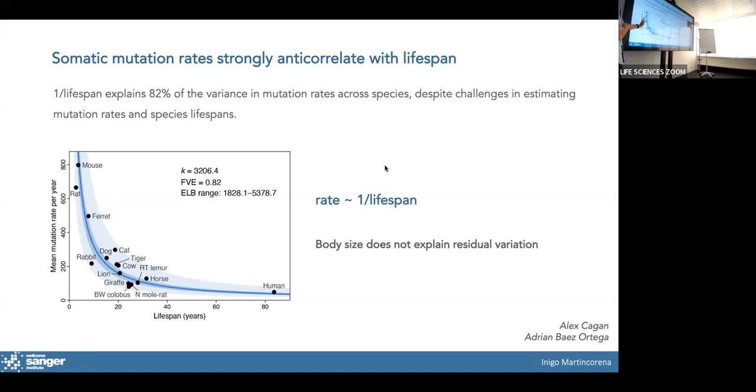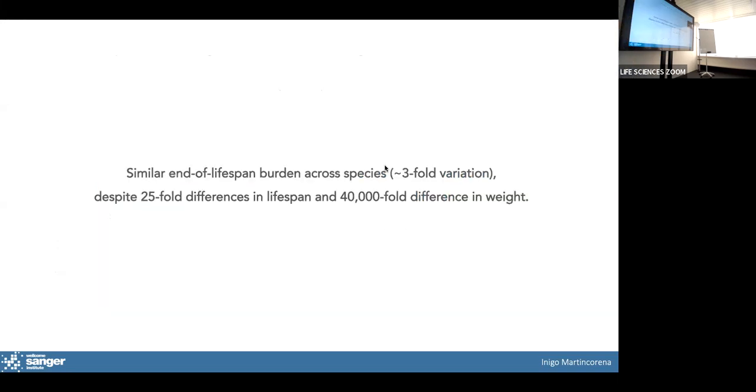So the only thing that this is fitting is essentially that you get this shape if all of the species end their lifespan with the same number of mutations per cell. So that simple model explains about 82% of the variance in mutation rates across species. And really, rather surprisingly, body size does not seem to explain any residual variation on top of lifespan. So we're seeing the lifespan effect here much more strongly than we expected.